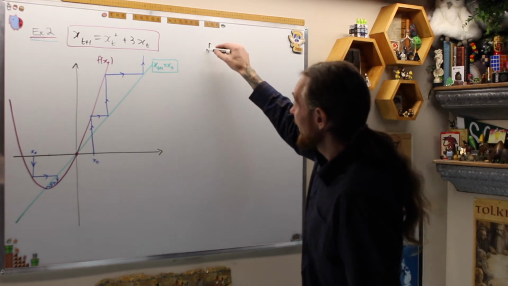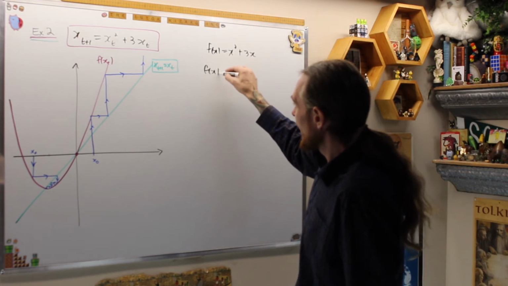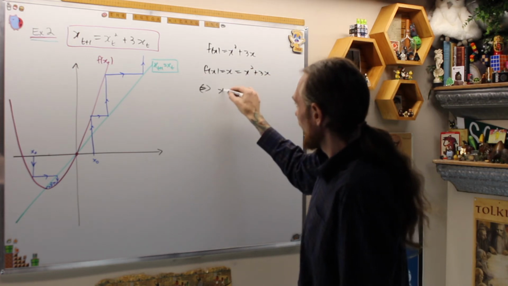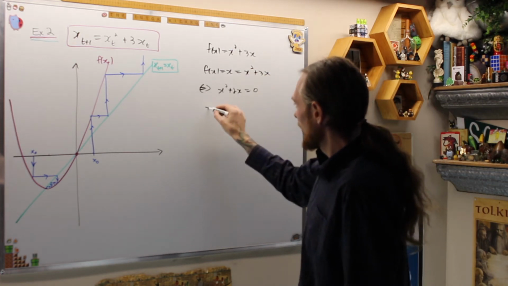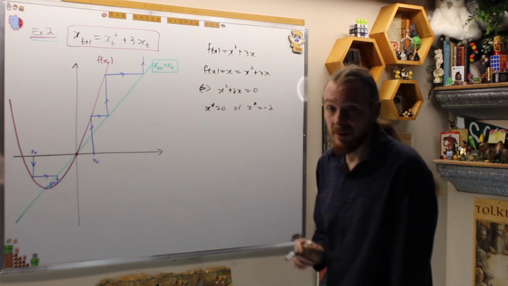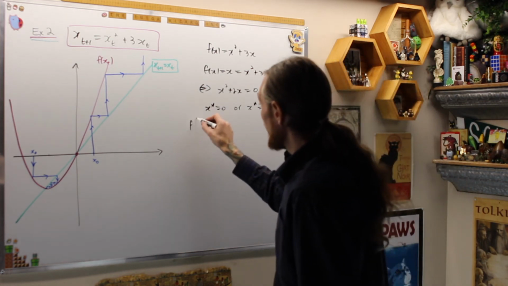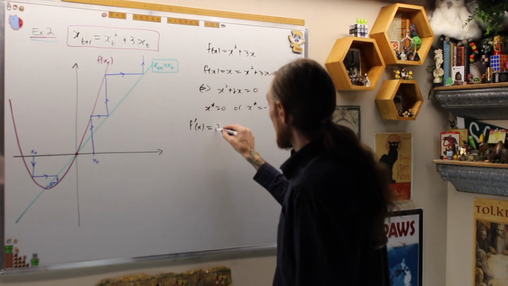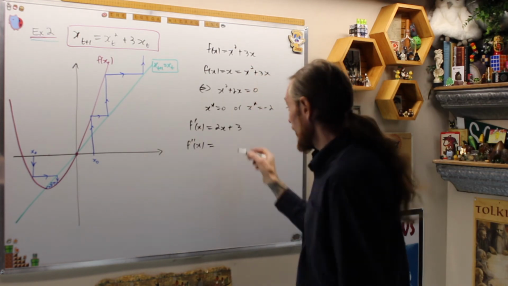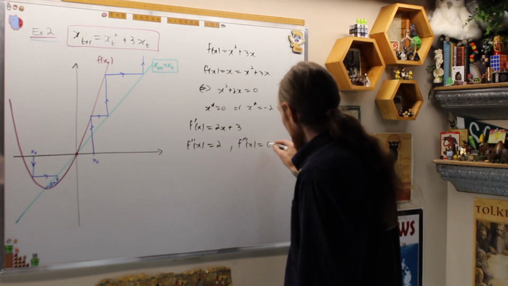How do we see that explicitly? f(x) is x² + 3x. We want f(x) = x, which will be x² + 3x = x. That's if and only if x² + 2x = 0. So x* = 0 or x* = −2 are the two equilibria. To check these, what is the first derivative? f'(x) = 2x + 3. I don't know which derivatives I need, so I'll just compute them all. Then f''(x) = 2 and f'''(x) = 0.